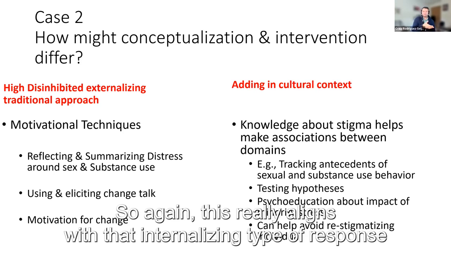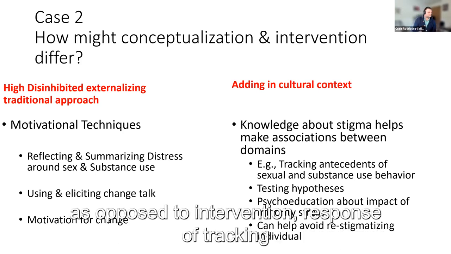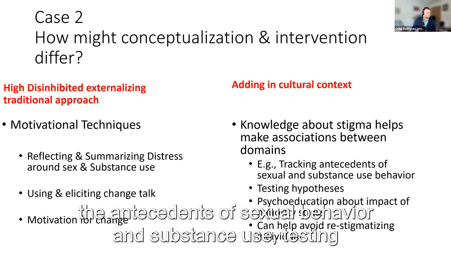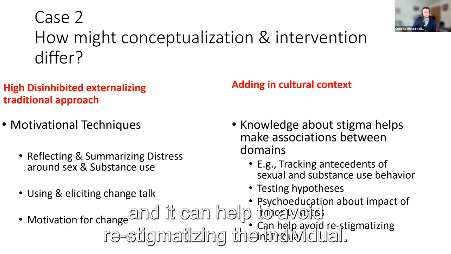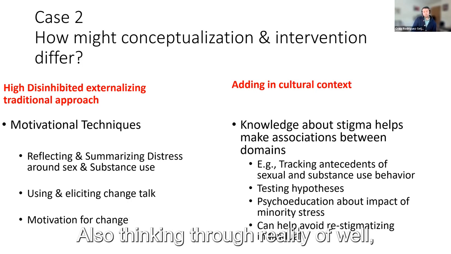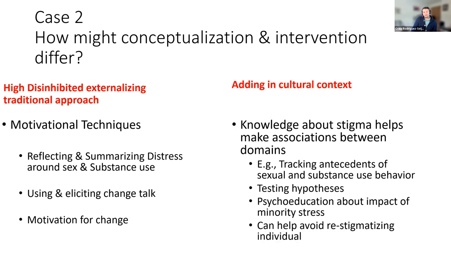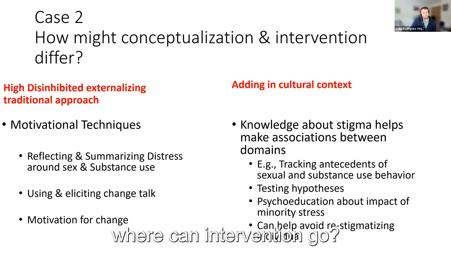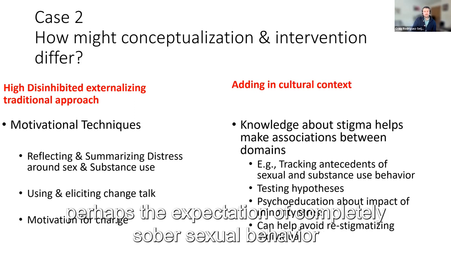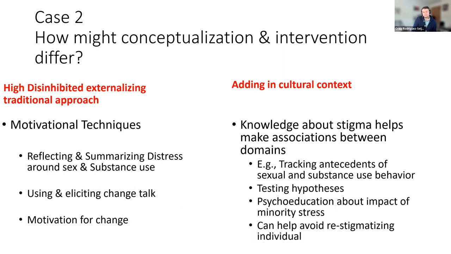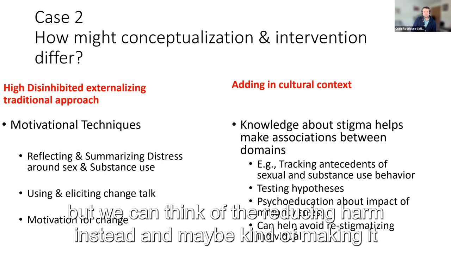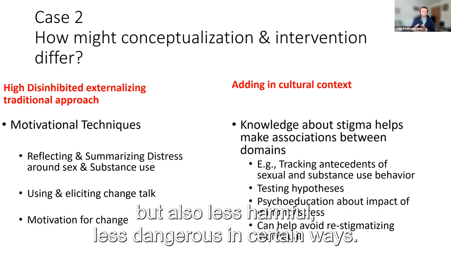So again, this really aligns with that internalizing type of response, I suppose, or intervention response of tracking the antecedents of sexual behavior and substance use, testing those hypotheses, psychoeducation about minority stress processes, and it can help to avoid re-stigmatizing the individual. Also thinking through the reality of, well, where can intervention go? And I say this in terms of perhaps the expectation of completely sober sexual behavior, and I use this as an example because this is something that quite often comes up in populations I work with, and it isn't realistic. But we could think of reducing harm instead, and maybe making it so that sexual behavior is more gratifying, but also less harmful or less dangerous in certain ways.